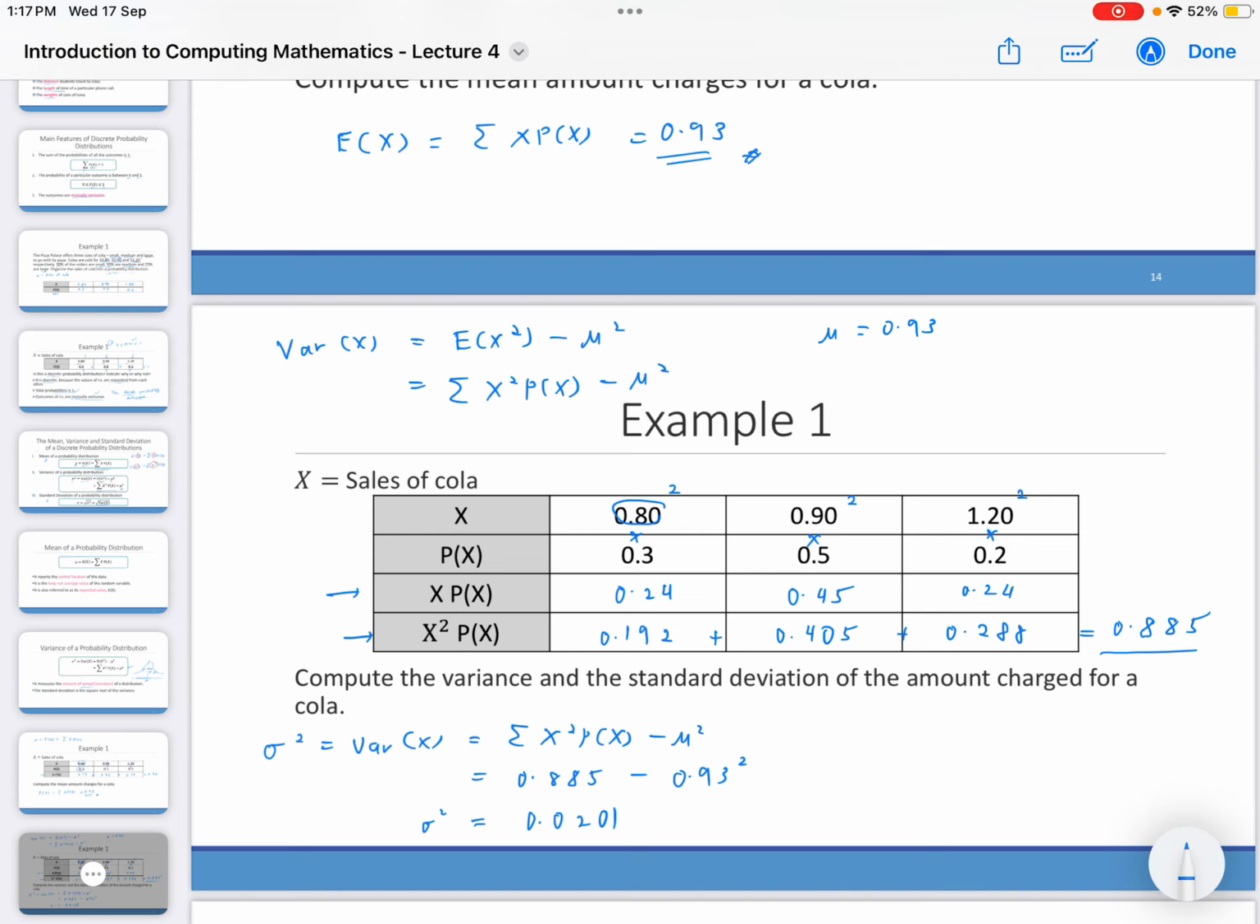So now we want to calculate the standard deviation. So the standard deviation is sigma, which is equal to the square root of the variance. So which is the square root of 0.